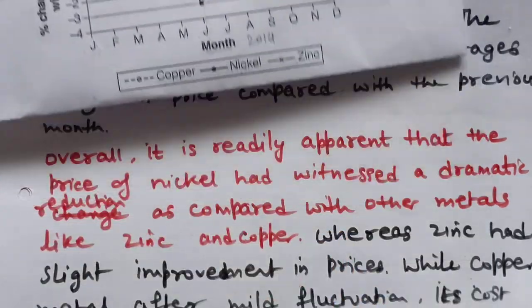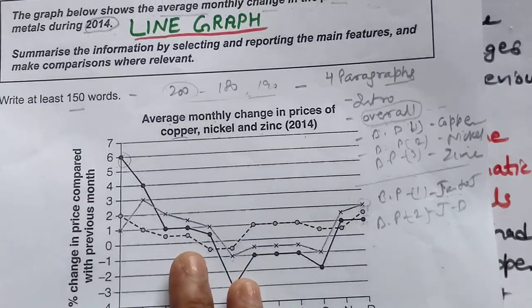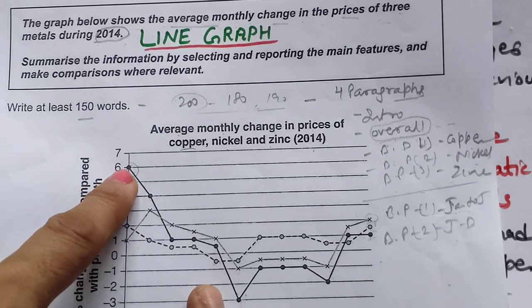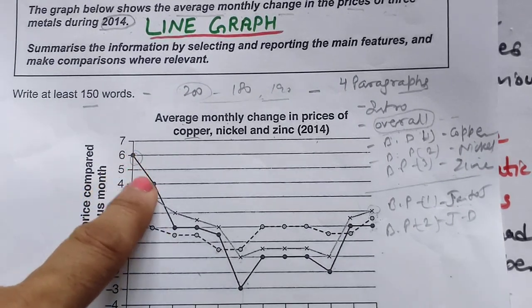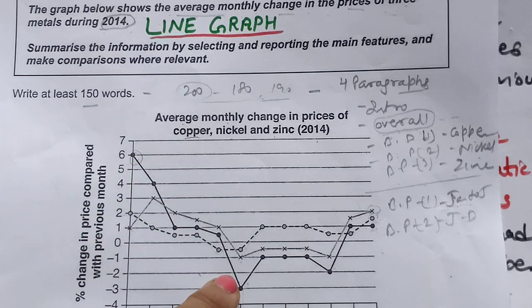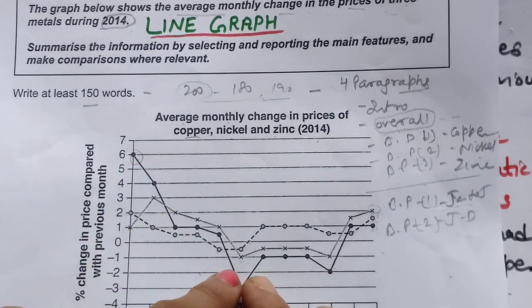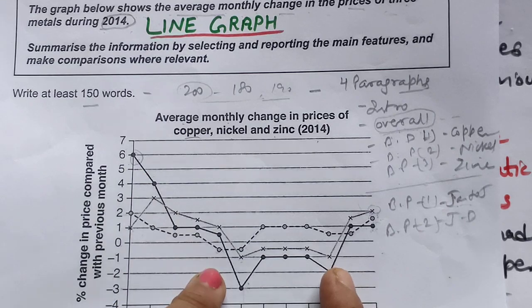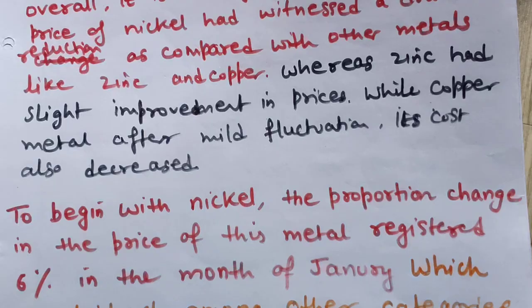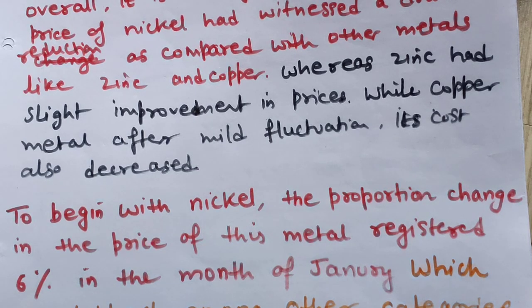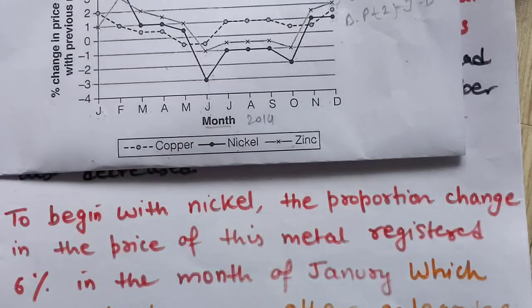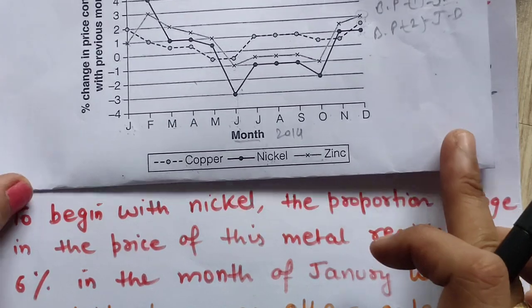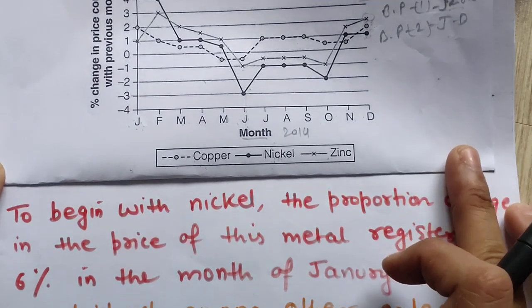Okay, coming to body paragraphs, that is detailing paragraph. So I will write first about nickel, because nickel, we can see this is important. This line has shown aggressive changes, like you can say this. So let's read my nickel line, how I have written it, because my writing was not clearly coming, that's why I have written it. Now I am reading it.